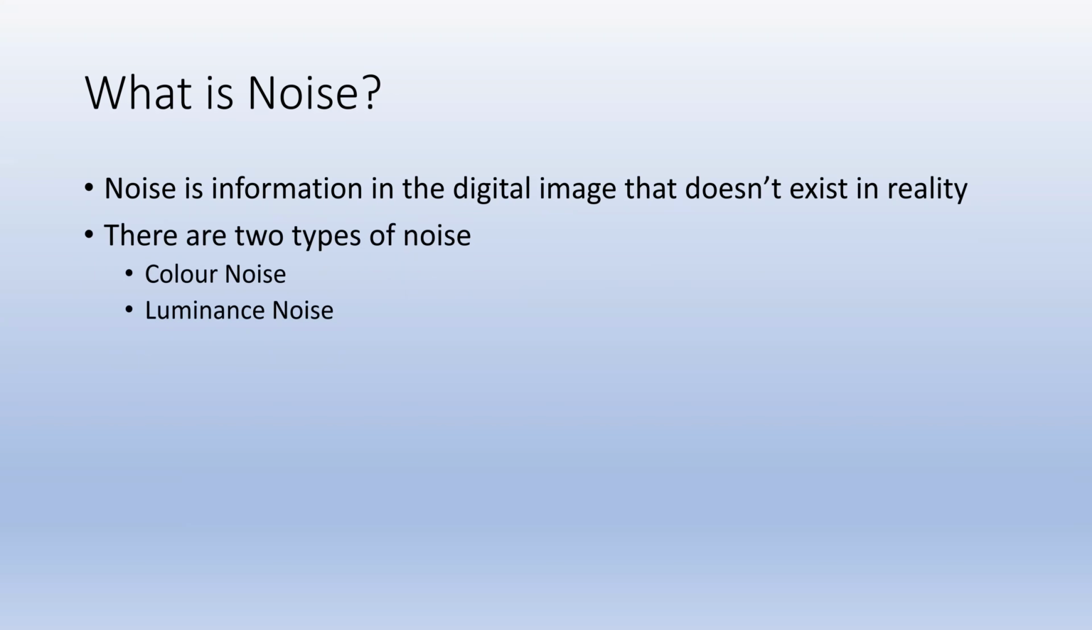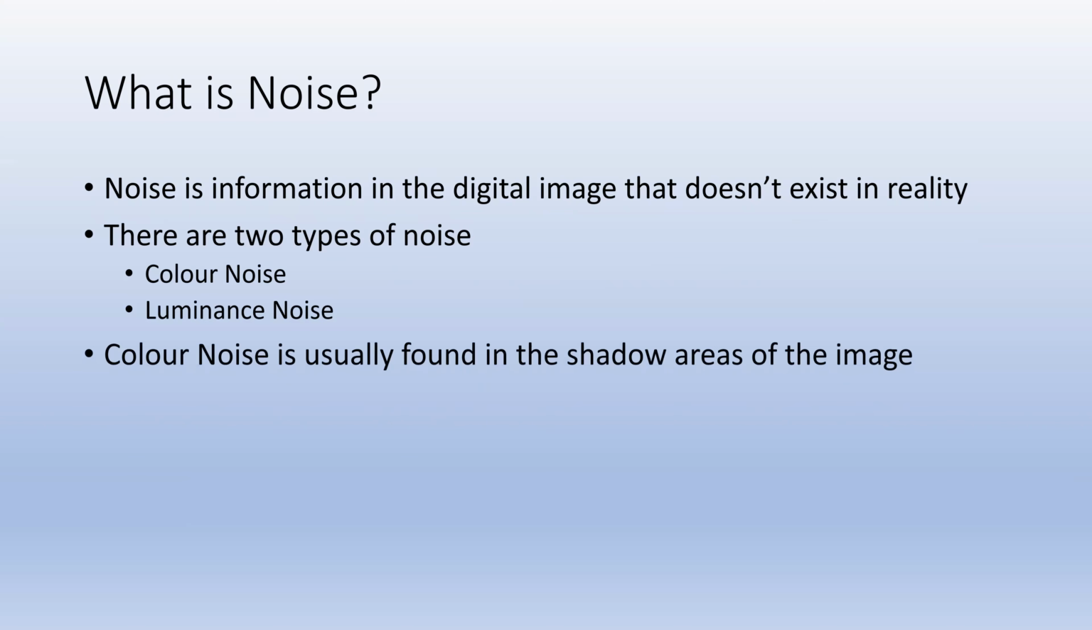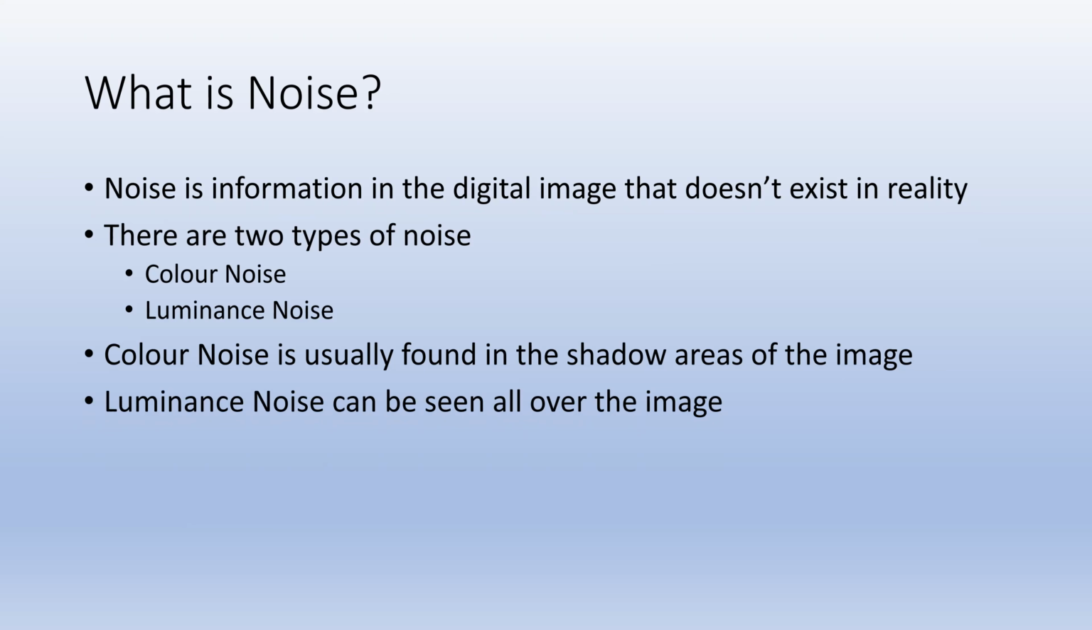There are two types of noise. We have color noise and luminance noise. Color noise is the thing that will kill your photo. Luminance noise, not so much, because that luminance noise can look like film grain, and that's less of a distraction than color noise actually is. You generally find the color noise in the shadow areas of the image, and luminance noise can be seen everywhere.